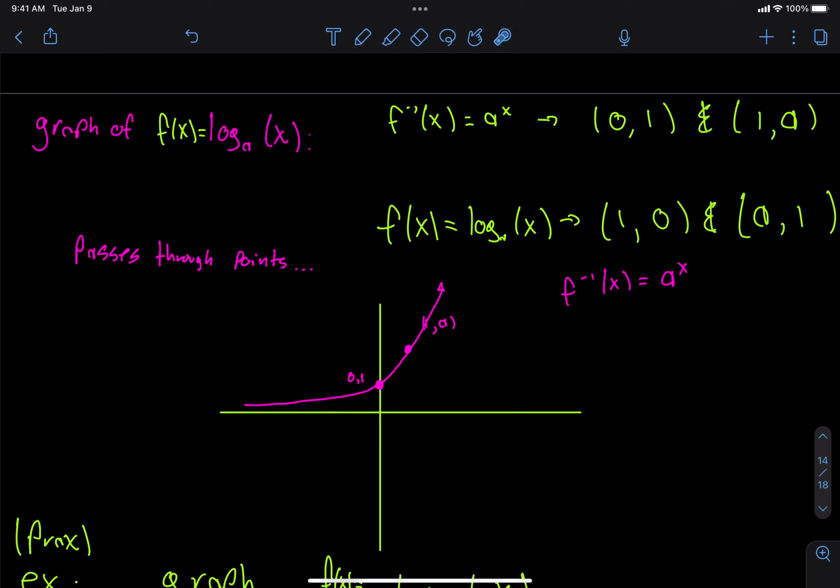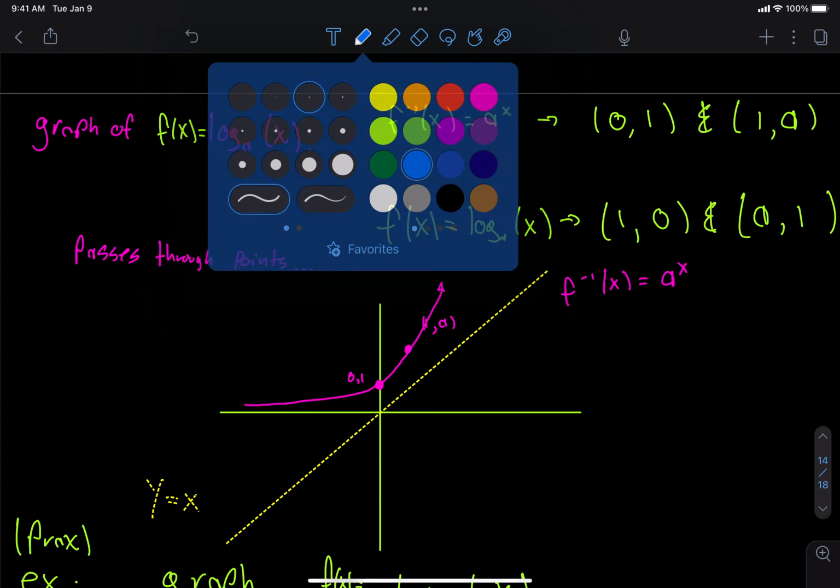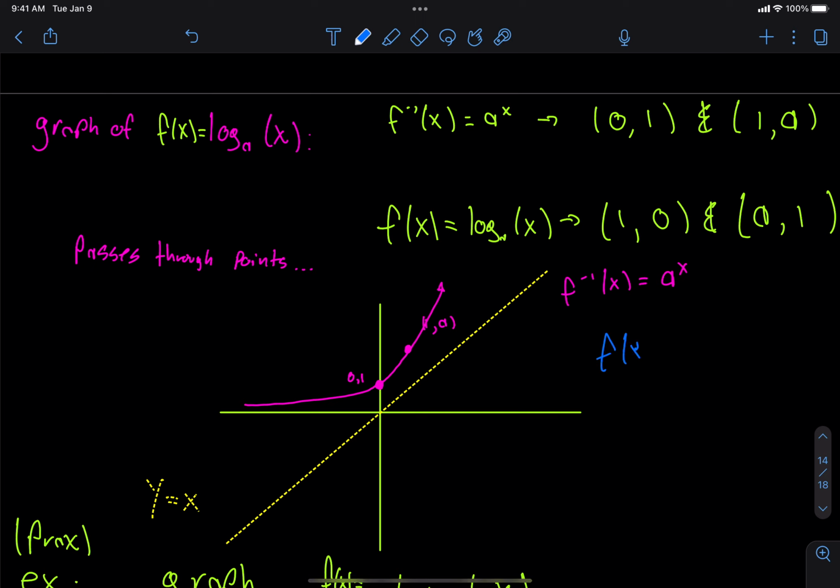It's not going to be a symmetry like this, okay? And it's not going to be a symmetry like this. It's going to be a symmetry where we flip across this line. Okay, so let me draw in the line y equals x. So this is the line y equals x. And now let's draw what the graph of f of x is going to look like, where f of x is log a of x.